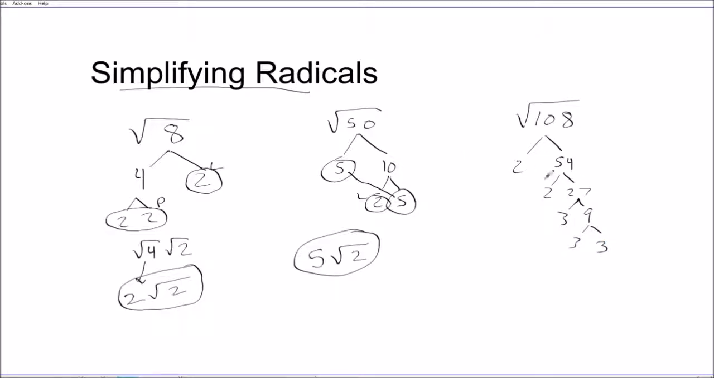Now I'm going to start looking for my pairs. I got a pair of 2's at the end, so write a 2. I got a pair of 3's at the end, so write a 3. And I got a loner 3, so 3 with a root.